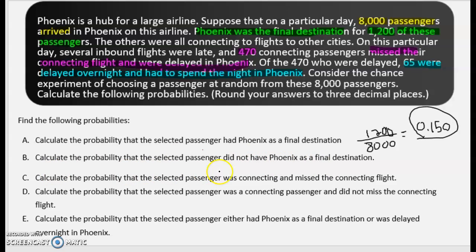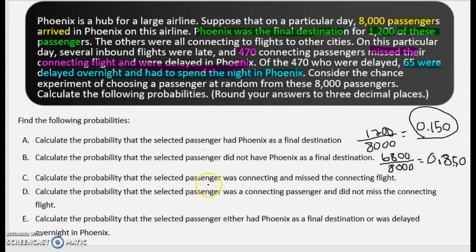Part B, calculate the probability that the selected passenger did not have Phoenix as their final destination. Well, we know that if 1,200 were going to Phoenix to stay, then 8,000 minus 1,200 would be 6,800 passengers who had connecting flights out of the 8,000. So if you were to pick one of them at random, the probability of getting a passenger that did not have Phoenix as their final destination would be 0.85. And again, because I'm rounding to 3 decimal places, I'm going to put a 0 after that 5. So 85%.